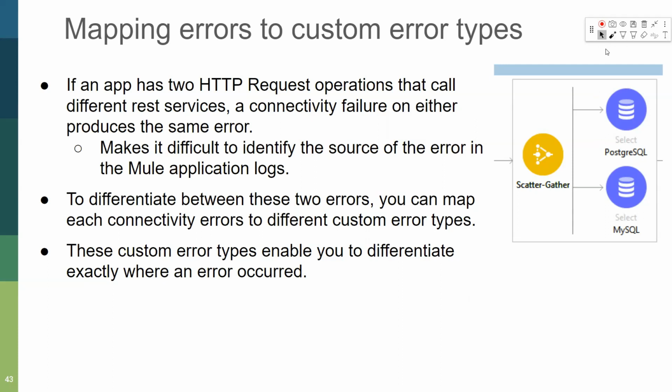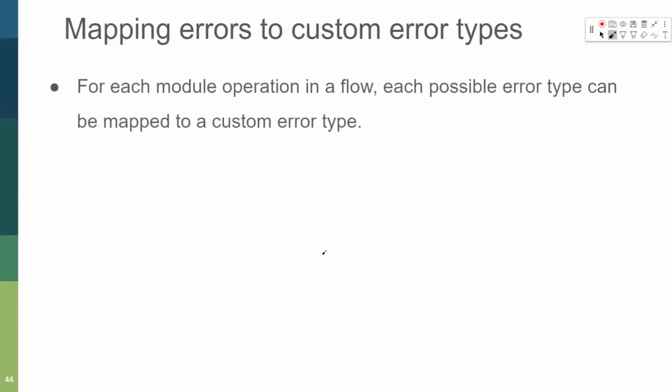Or say I'm connecting to Postgres and MySQL. If either of them is down, the error I will get will be DB connectivity. It will not tell me whether this failed or this failed. Let's say this one is connecting to the customers database, whereas this is the orders database. So we may want to customize DB connectivity errors to orders failed or customers failed. So for each module operation in a flow, each possible error type can be mapped to a custom error type.